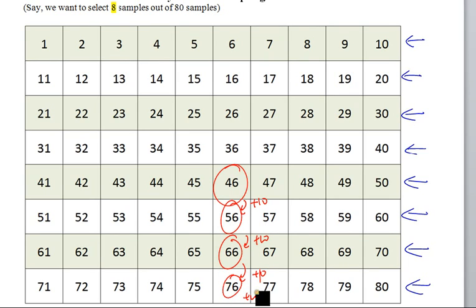86. Never mind. 86 minus 80, because total is 80, cannot exceed 80. So I will get plus 10 minus 80, I get 6. Then plus another 10, I get 16. Plus another 10, I get 26. Plus 10, another 36. Stop, because finished already. I've selected 8 samples. Follow me? So there are 2 methods actually outlined in your notes as well. Let's take a look at the notes.